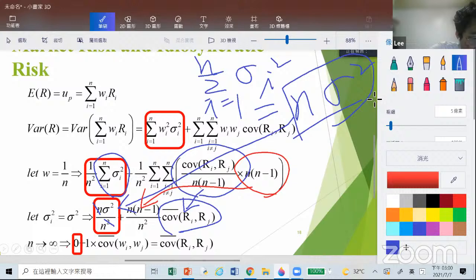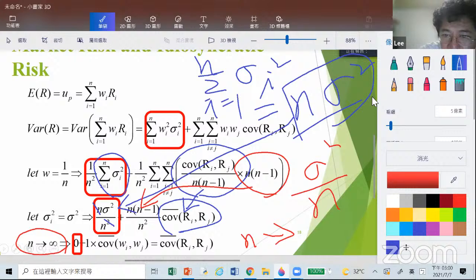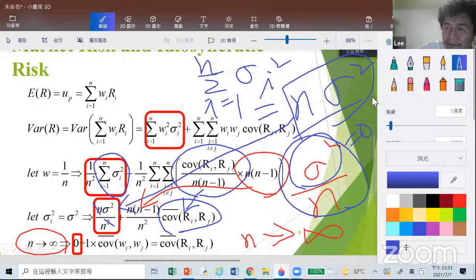So here, n squared divided by n, if n approaches infinity, this one will be zero because now the sigma is a constant. You just increase the denominator, and the denominator approaches infinity, and finally the number will go to zero. So you can see here it will be zero.